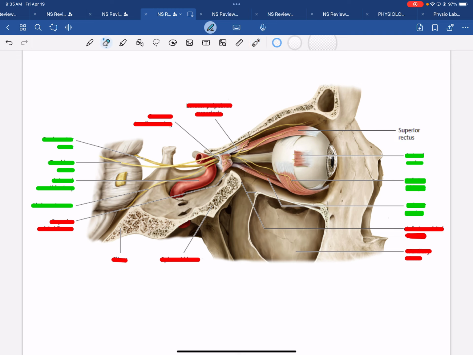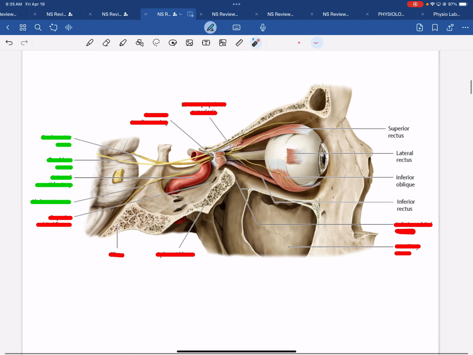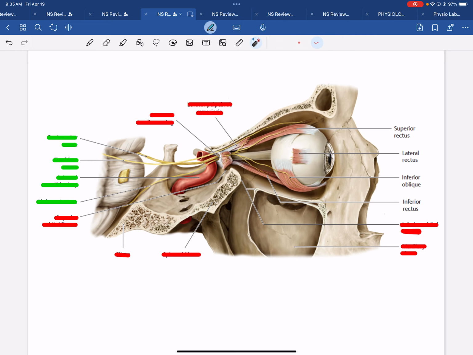Good, the superior rectus. What about this one? Good, lateral rectus. What about this one? Good, inferior oblique. What about this one? Good, inferior rectus. Is it inferior oblique rectus or just inferior oblique muscle? Oh, inferior oblique muscle. Yep.